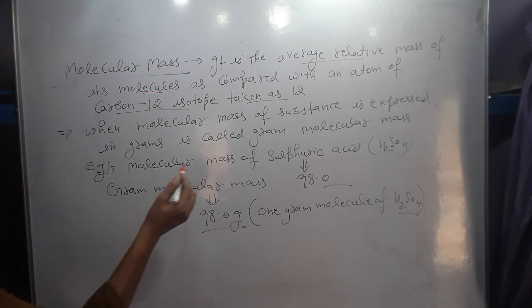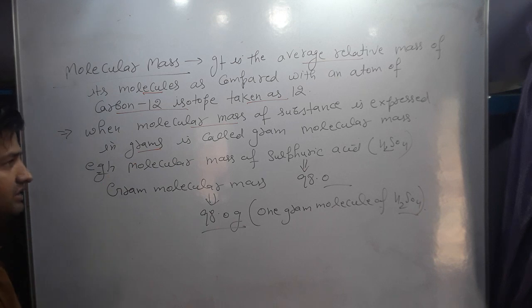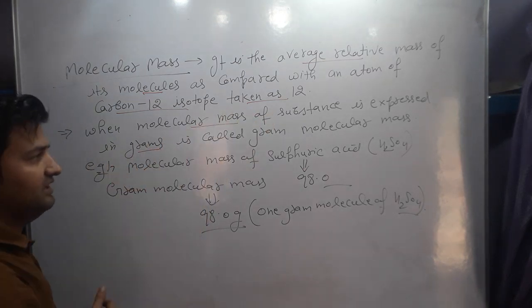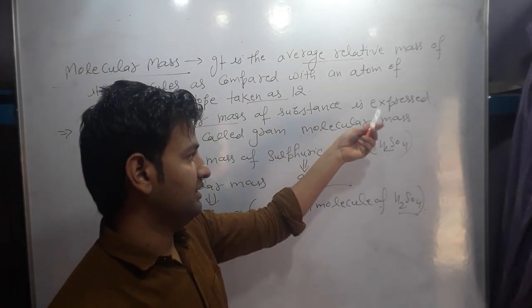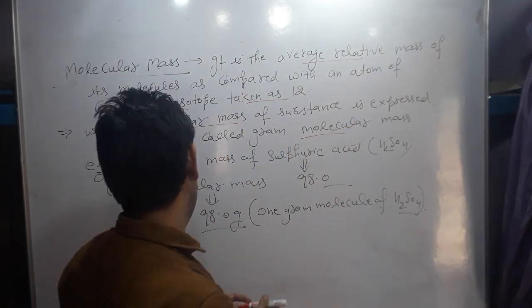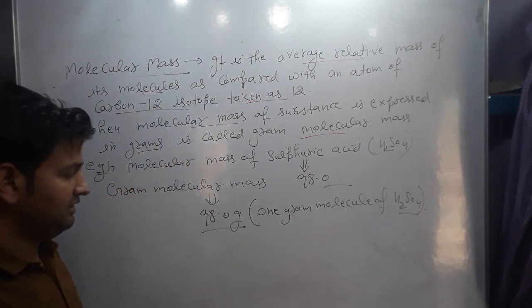When molecular mass of a substance is expressed in gram, similarly for the atom, when atomic mass of the substance is expressed in gram, then it is called the gram molecular mass, and for the atom it is called gram atomic mass. Example, such as the molecular mass of sulfuric acid.